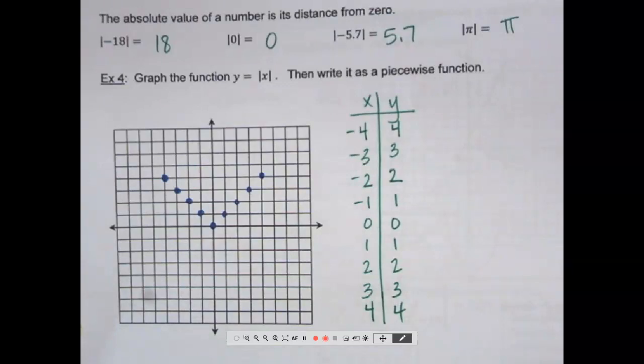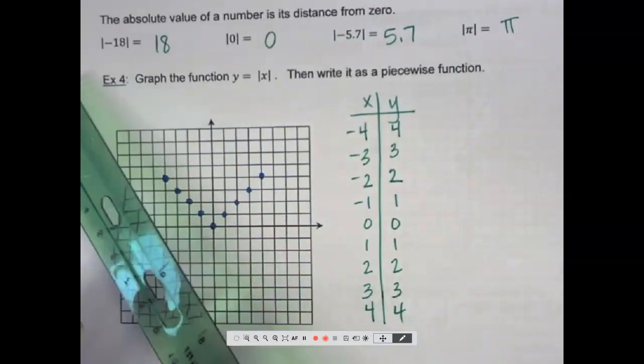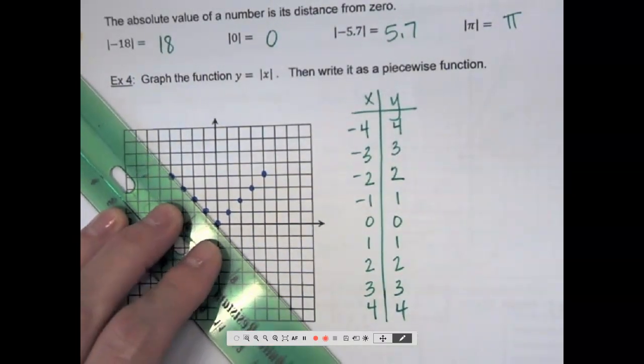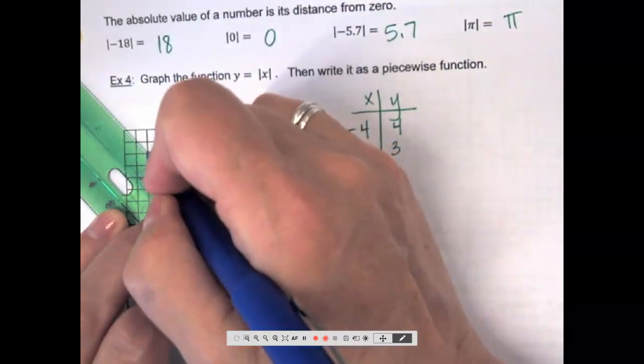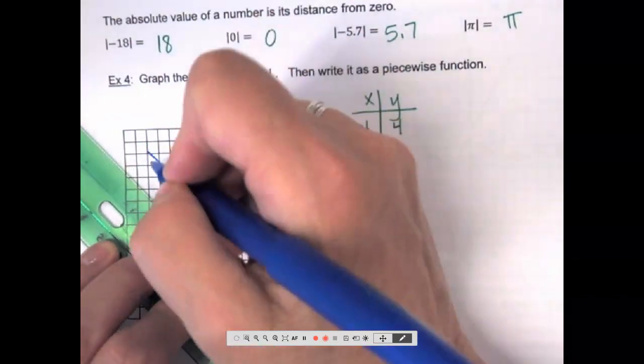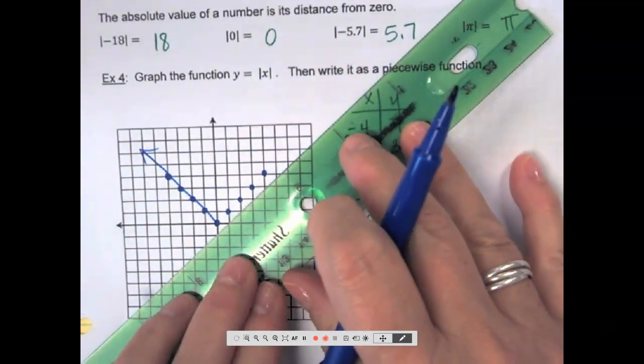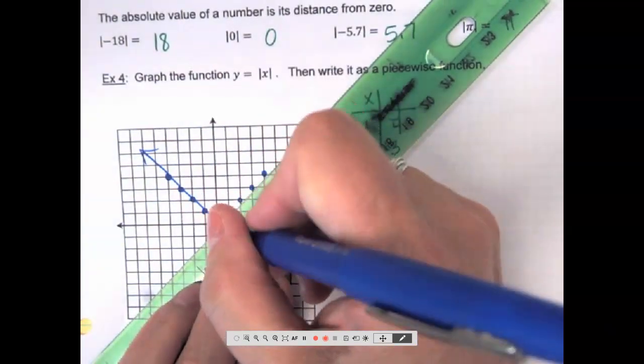What is it? It's not a parabola, right? A parabola would be x squared. It is literally what it looks like. It is the shape of a V. So it's not curved, it is just a straight edge here and a straight edge here so that it looks like a V.